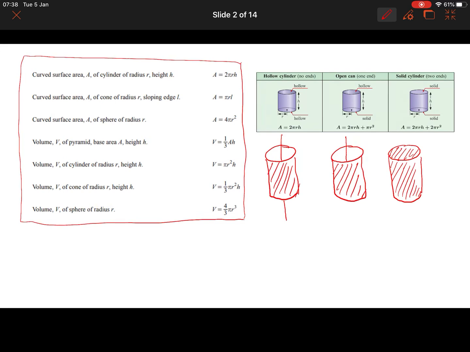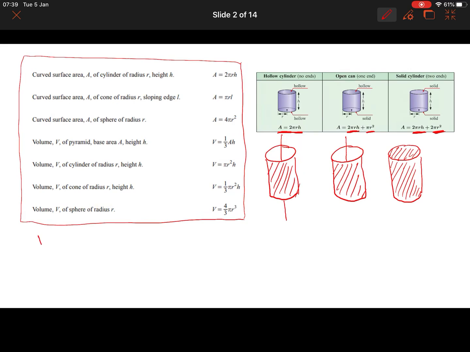So let's say you're being asked to work out the surface area of each of those shapes. Well, it changes depending on whether it's hollow, open can, or solid cylinder. Obviously, if it's a hollow cylinder, it's only the area of that rectangle that you wrap around. So it's just 2 pi r. If it's an open can, it's the area of the rectangle that you wrap around plus 1 circle. If it's a solid cylinder, it's the area of the wraparound rectangle plus 2 circles. Okay, so you need to be able to adapt the formulas according to the information that you've got.